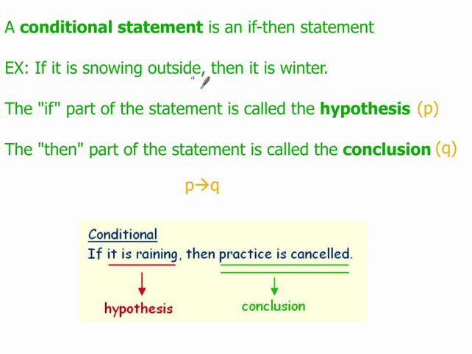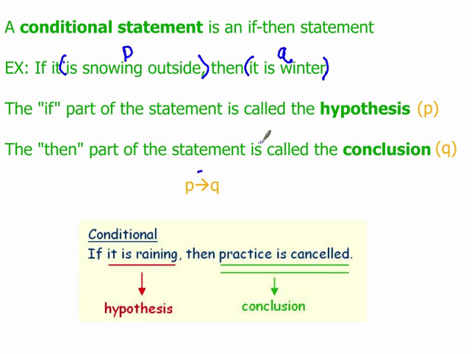The if part of the if-then of the conditional statement is called the hypothesis, and we're going to represent it with the letter P. So up here, where it says if it is snowing outside, the it is snowing outside part, that's P. That's what we call the hypothesis. The then part is called the conclusion, and we represent that with Q. So up here, it is winter, we represent with a letter Q. So if it is snowing outside, then it is winter. That's a conditional statement. We represent the conditional with this arrow here.